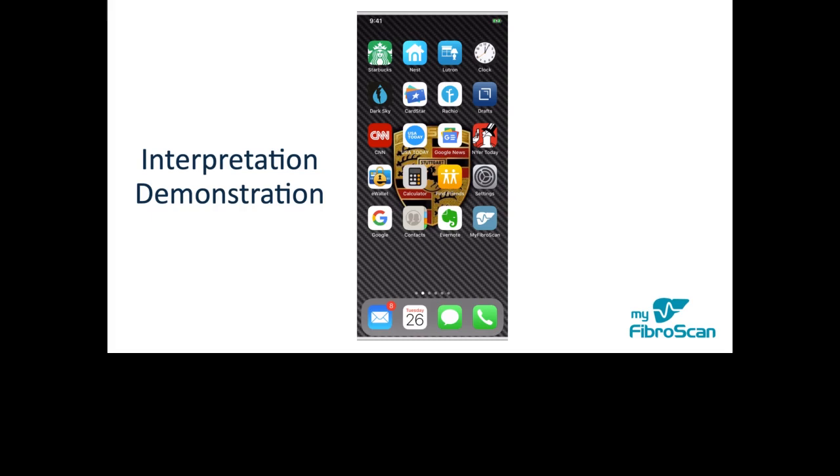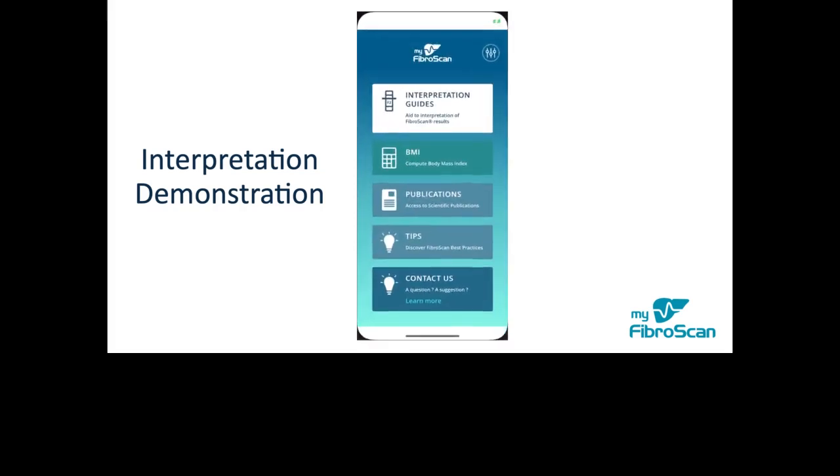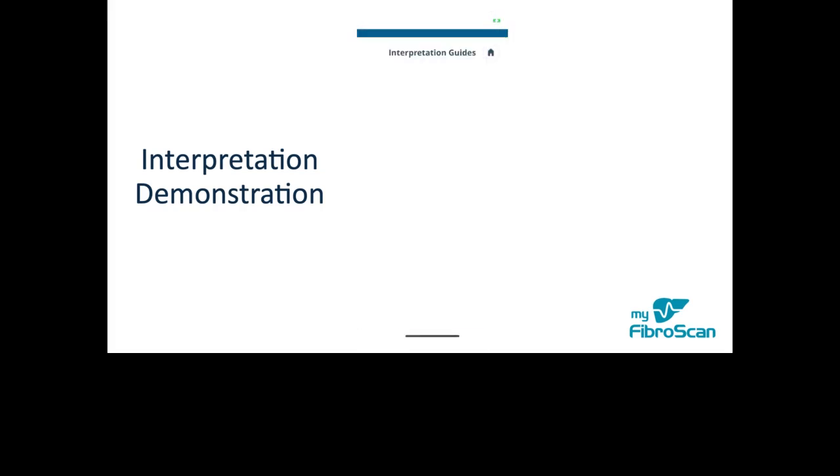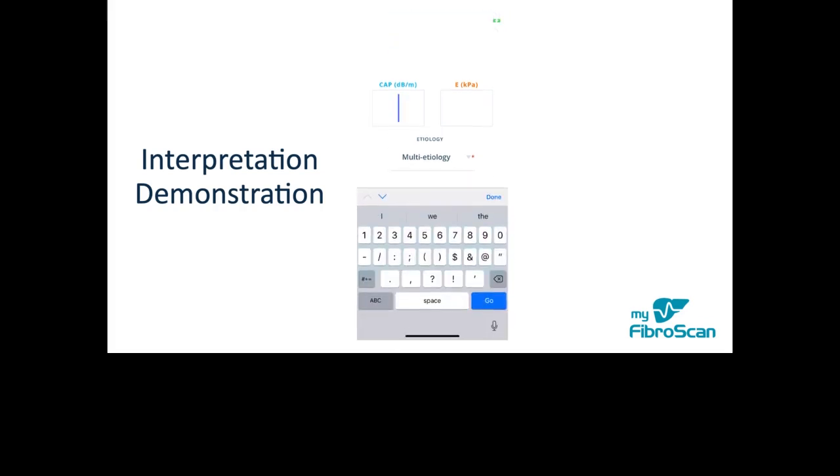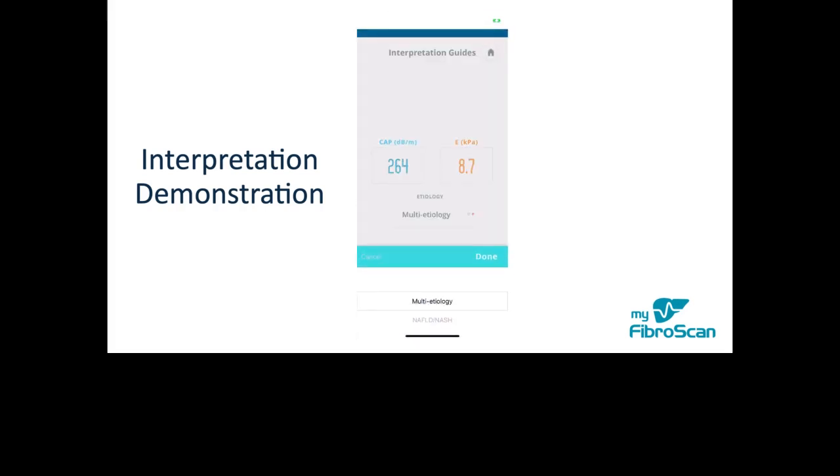So here you see a screenshot of an iPhone. Let's launch the MyFibroScan application. And we're going to pick interpretation guides. And then we're going to type in the CAP value from the patient and also the liver stiffness value from the patient. And then we're going to pick the disease. In this case, we're going to pick hepatitis C and click Submit.